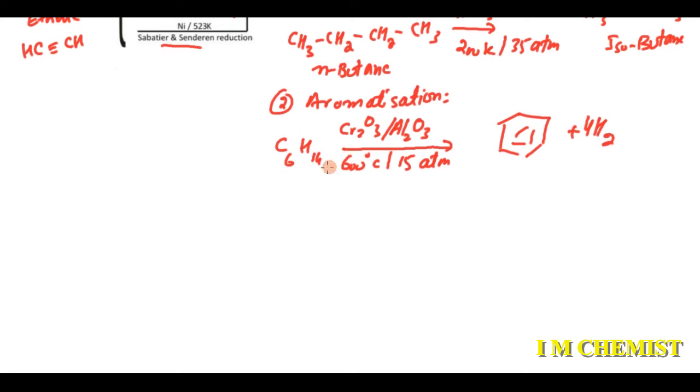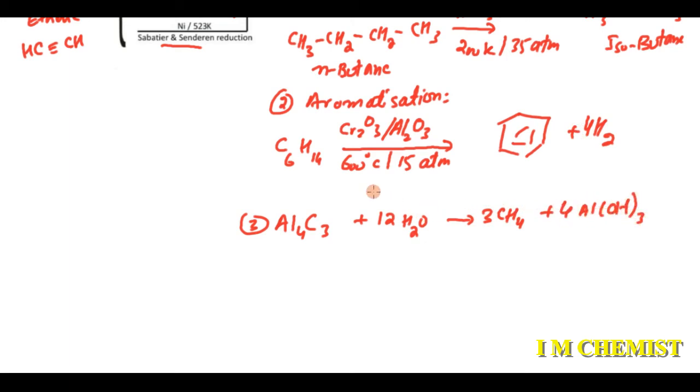And if we have carbides, like aluminium carbide, and we treat it with 12 molecules of water, it would be converted into 3 molecules of methane along with aluminium hydroxide. And if we have beryllium carbide, by treating it with 4 molecules of water, it will be converted into methane along with 2 molecules of beryllium hydroxide.